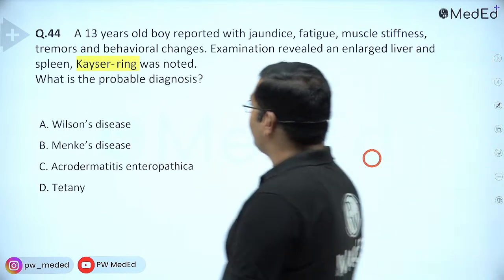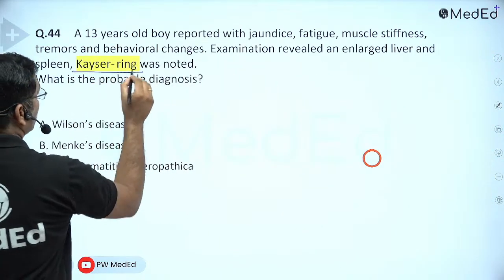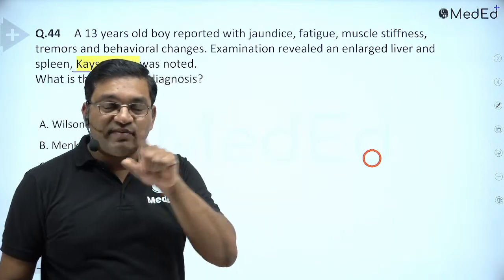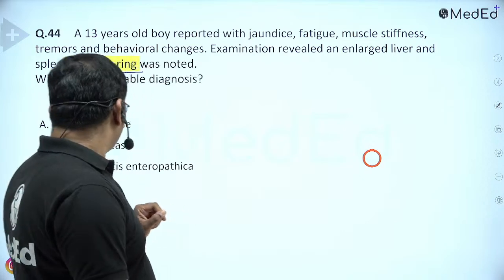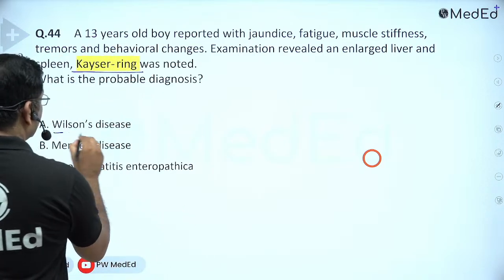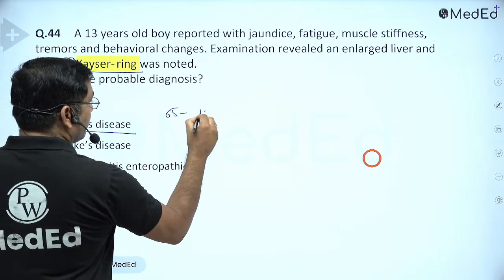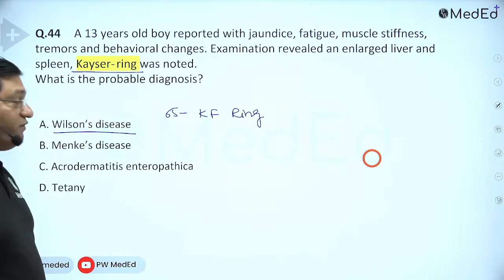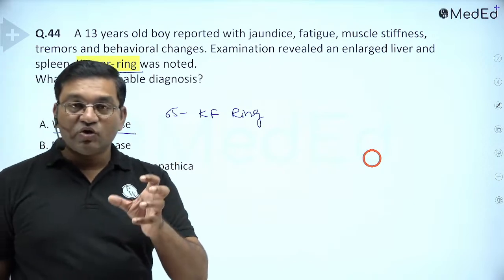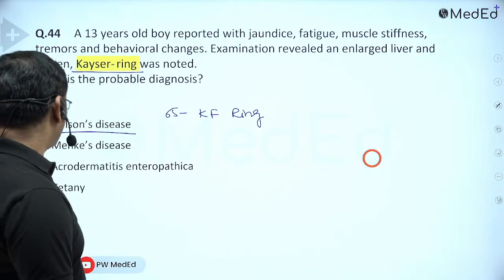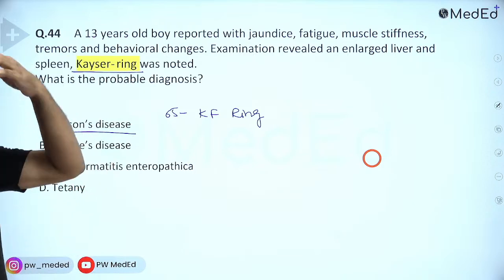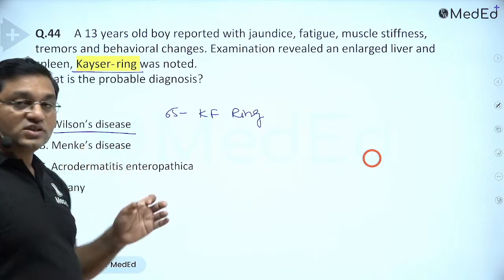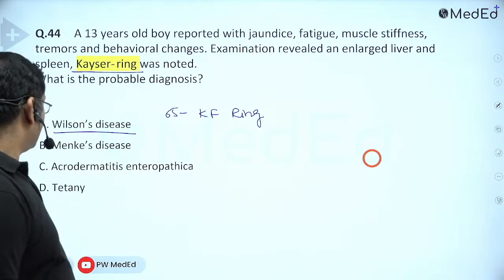Now see, KF ring, Kaiser-Fleischer ring, a golden brown colored ring around the cornea in the Descemet membrane of the cornea. Okay, so it is seen in Wilson's disease. 65, KF ring, golden brown ring around the cornea. It is seen in Wilson's disease because of copper deposition. Okay, in Menkes disease, there is Menkes kinky hair. The brittle hairs are there in Menkes disease along with hypopigmented patches.